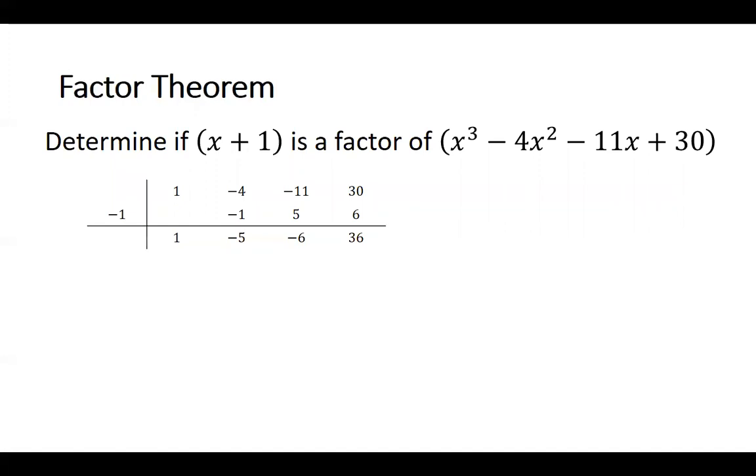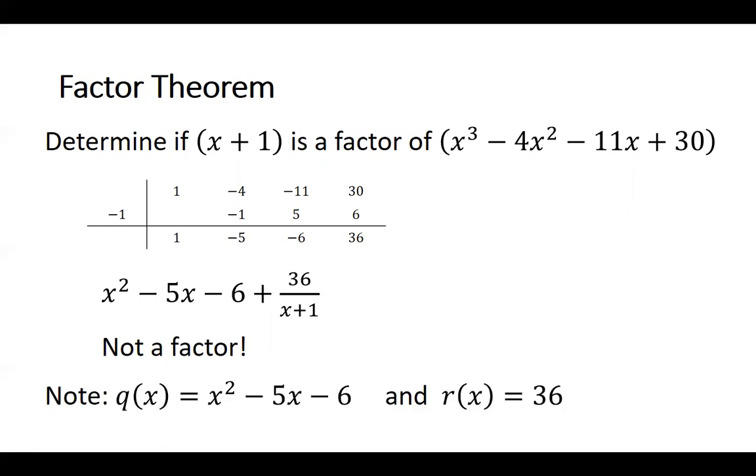So we took x cubed and divided it by x. Therefore, we're going to have x squared as our starting term. So we have x squared minus 5x minus 6 plus 36 divided by x plus 1. Since there is a remainder, x plus 1 is not a factor.